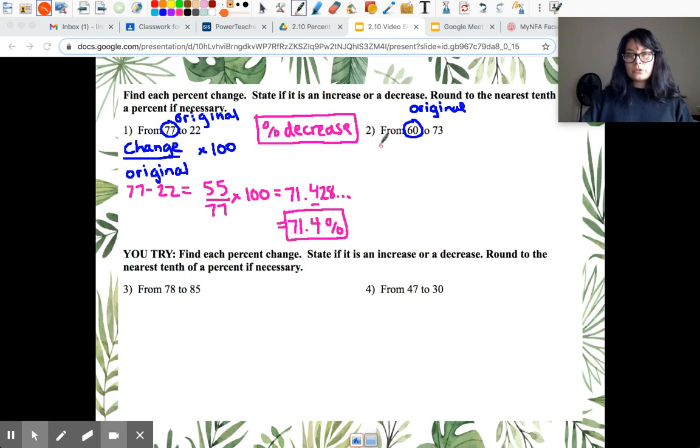So in order to find the amount of change, I'm going to start with the bigger number this time, which is the new number. And if I subtract here, that's going to give me 13. I'll just double check my mental math here. I do indeed get 13, and I'm going to divide by 60 because that's the original number.